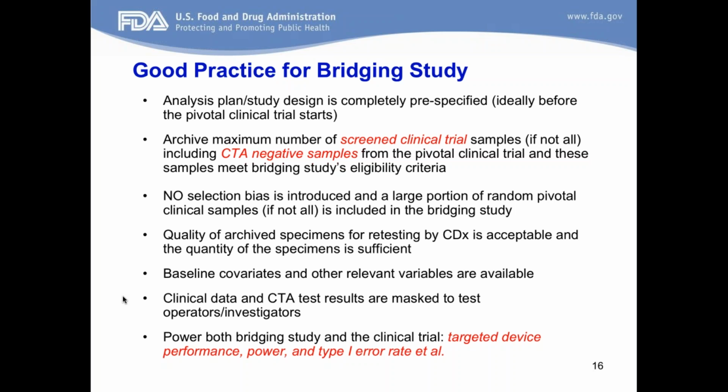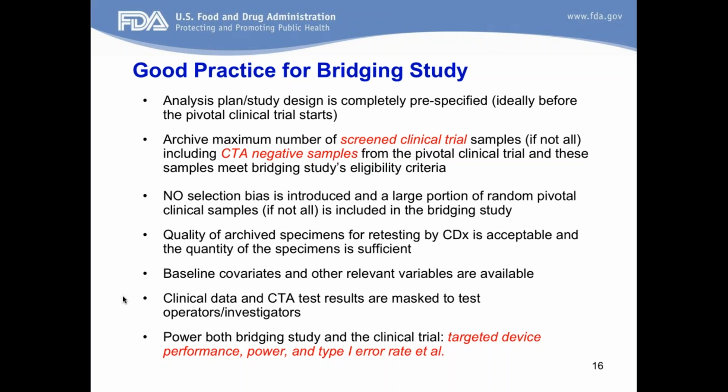And those samples should meet the bridging study eligibility criteria. No selection bias should be introduced, and a large portion of the random pivotal clinical trial samples, if not all, should be included in the bridging study. And ideally, the quality of the archived specimen for retesting by CDx is acceptable, and the quantity of the specimen is sufficient, so that way you avoid missing data.